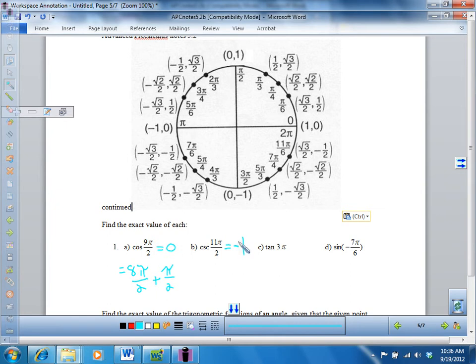Yes? Tangent of 3 pi. 2 pi, 3 pi. Okay? Tangent is y over x. What's y over x? Undefined.